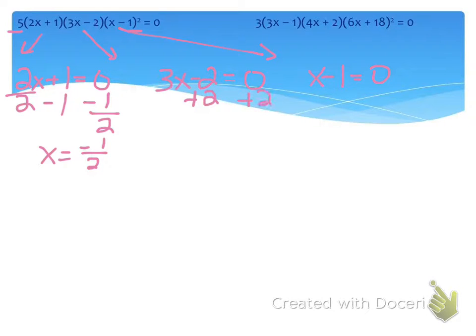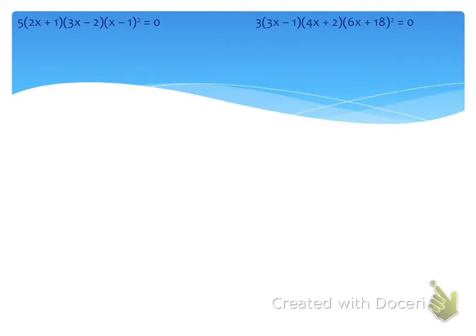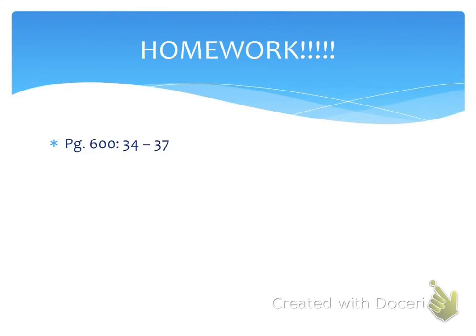Add 2, divide by 3. X is equal to 2/3. And then add 1 to both sides. X is equal to 1. And all 3 of those are my solutions to my equation. They're my roots. They're my zeros. And that's what we're doing for our homework tonight.